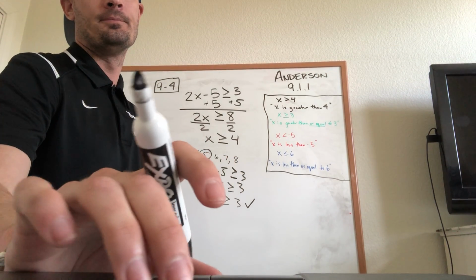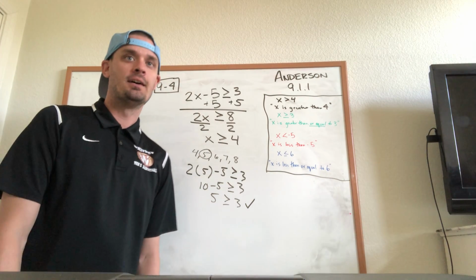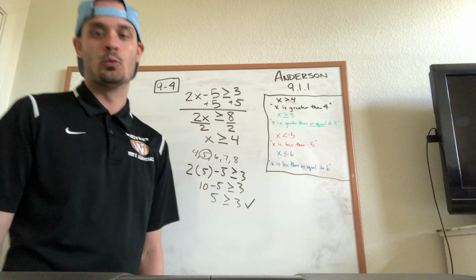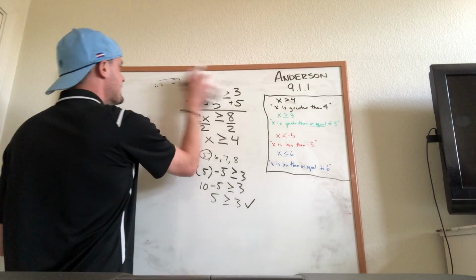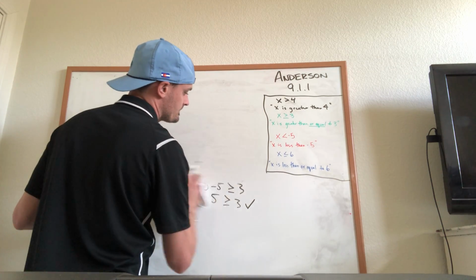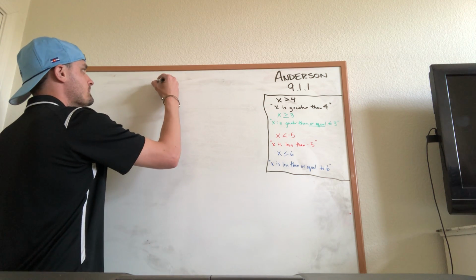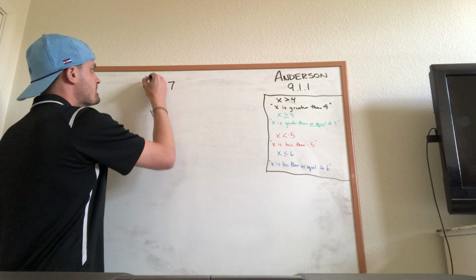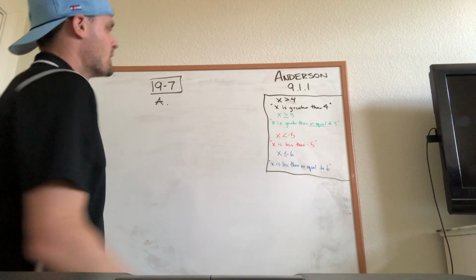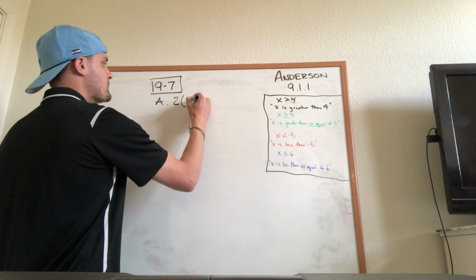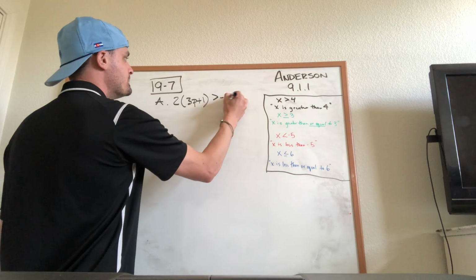So on the homework, they give you 9-7, it's just asking you to solve for the inequalities and then represent it on a number line. So like 9-7a on the homework: 2 times (3p plus 1) greater than -4.